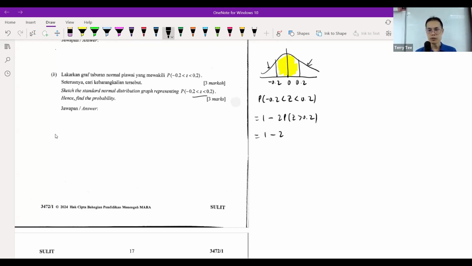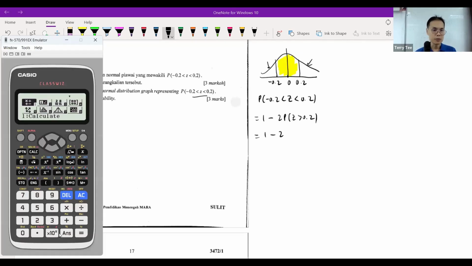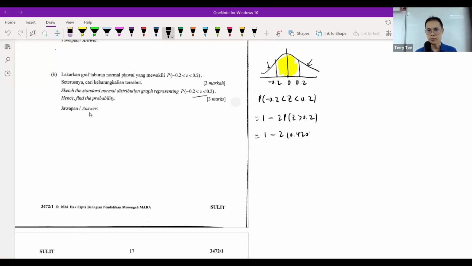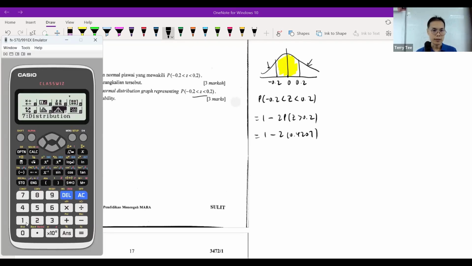For 0.2, I'm going to use my calculator, menu, 7, go to number 2. Lower is 0.2, upper is 999. I got 0.4207. Then I do 1 minus 2 times 0.4207, and I will get 0.1586.